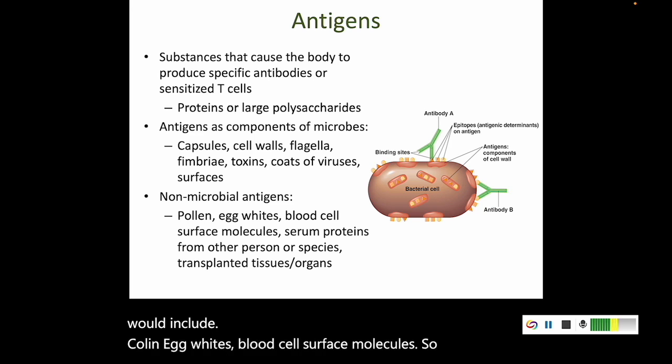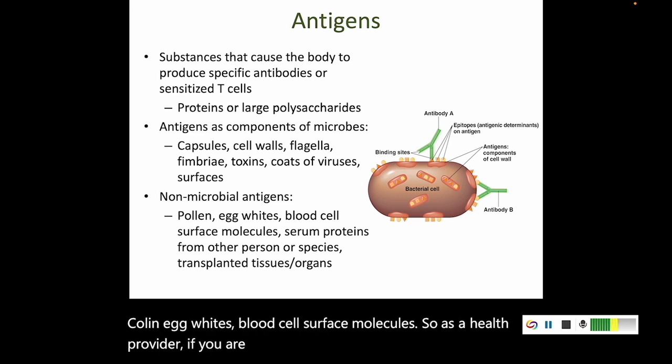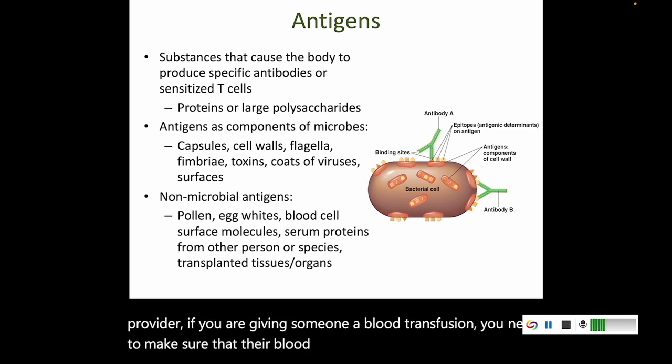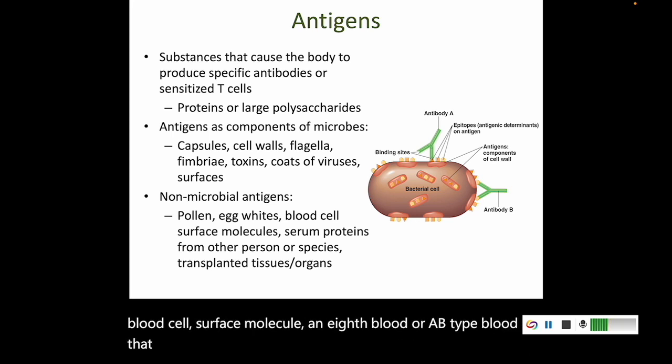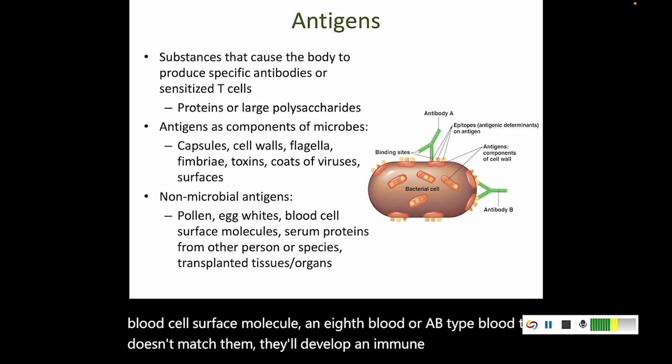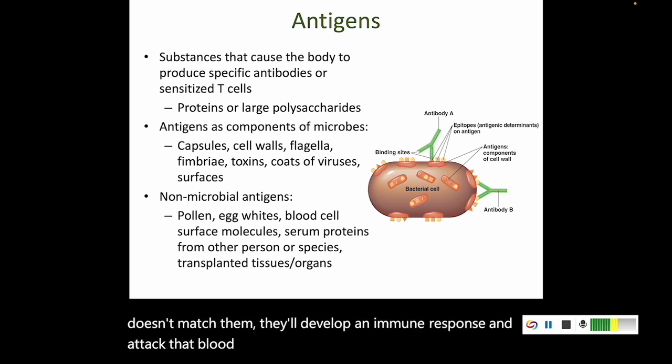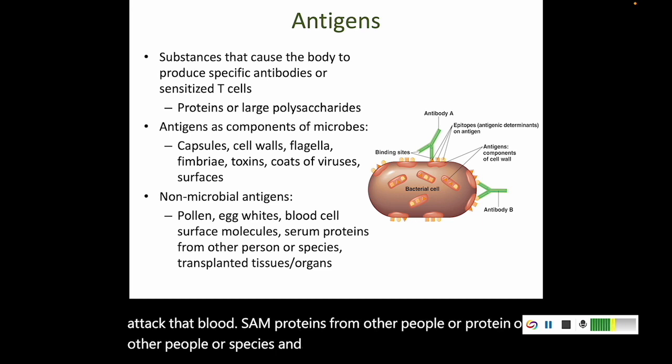So as a health provider, if you are giving someone a blood transfusion, you need to make sure that their blood types match. Because if they have a blood cell surface molecule, an A blood or a B type blood that doesn't match them, they'll develop an immune response and attack that blood. Other antigens include serum proteins from other people or species, and transplanted tissues and organs.